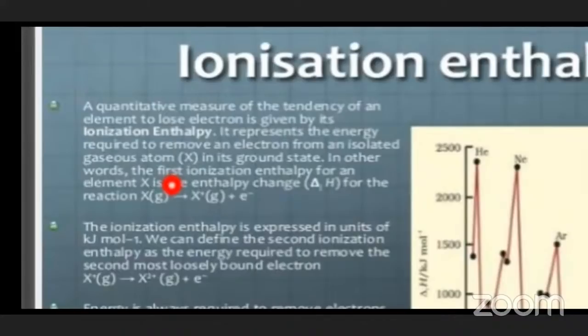For example, one gas is there. For example, chlorine is there. Chlorine is in gaseous state, or oxygen which is in gaseous state, or nitrogen which is in gaseous state. From the gaseous state neutral atom, there is no charge present upon that.